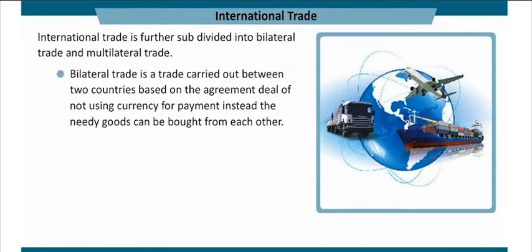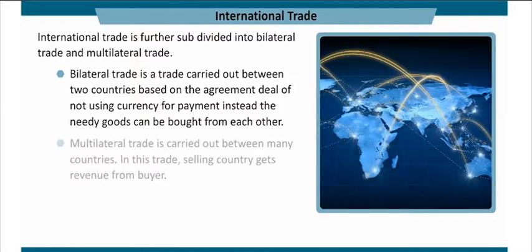Bilateral trade is a trade carried out between two countries based on the agreement deal of not using currency for payment. Instead, the needy goods can be bought from each other. Multilateral trade is carried out between many countries. In this trade, the selling country gets revenue from the buyer. APEC, Asian Pacific Economic Community, ASEAN, Association of Southeast Asian Nations, and SAPTA, South Asian Preferential Trade Agreement, are the trade blocs created to make multilateral trade easier.